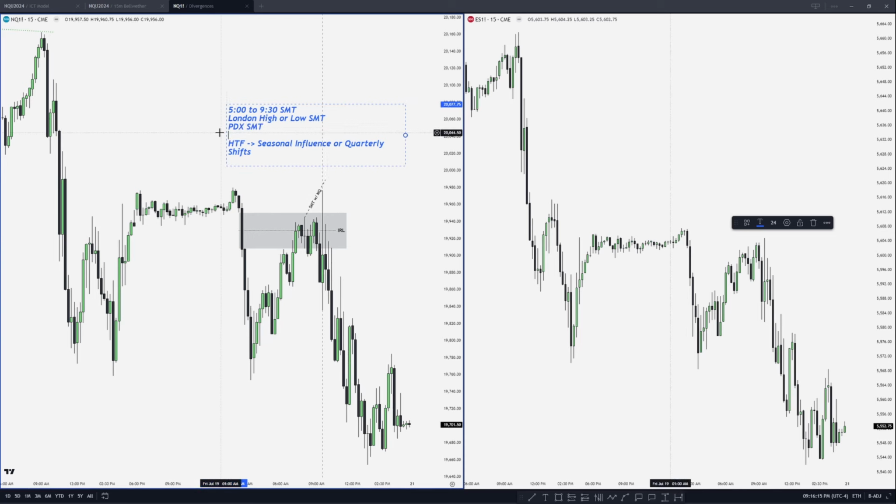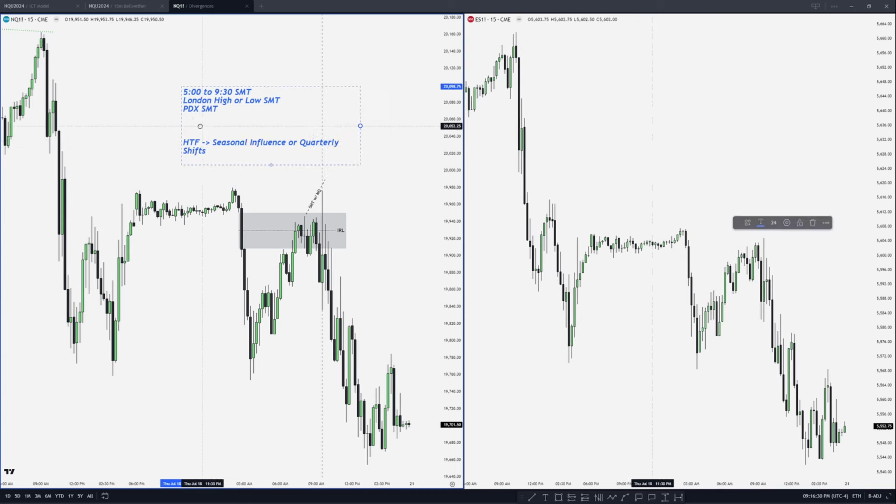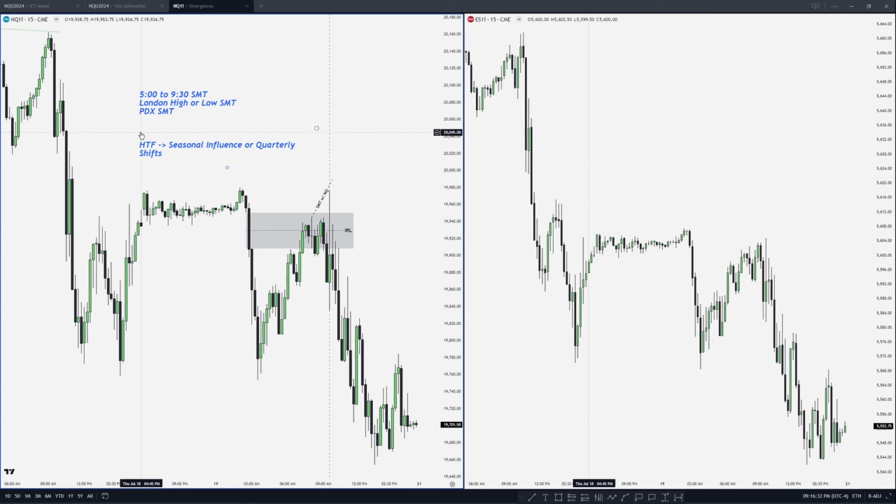So like previous day low on ES was ran out and previous day low on NASDAQ wasn't ran out. Like that's pretty substantial SMT. Or if London high or London low wasn't ran out and it's not obvious. These are really the three main ones. The higher time frame seasonal influence should just be giving you a higher time frame bias anyways.